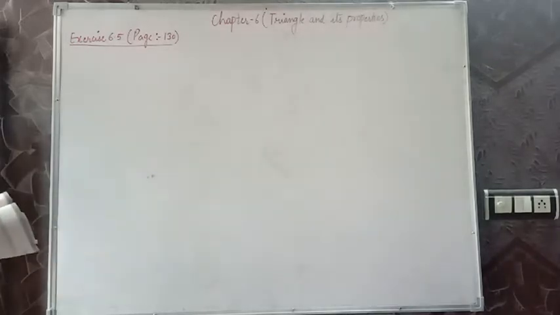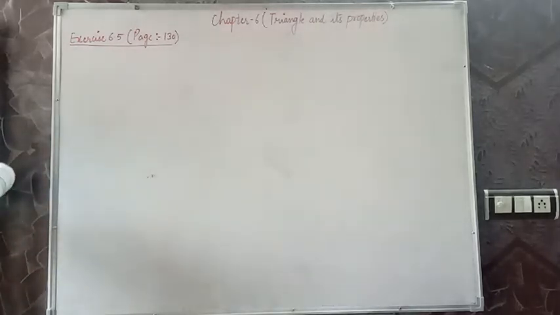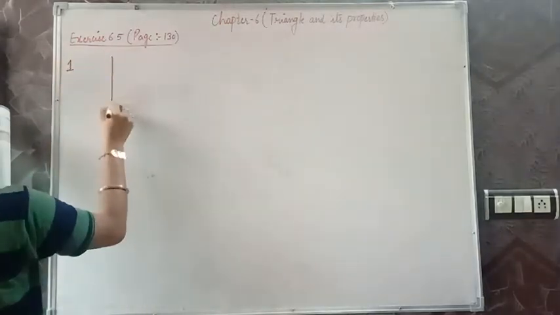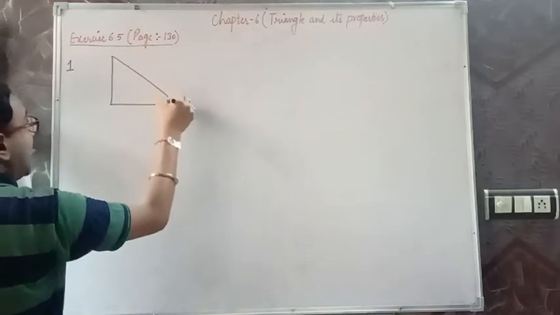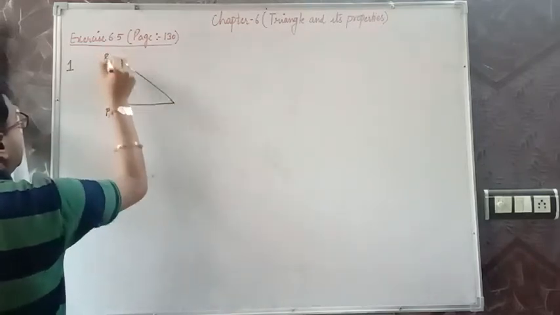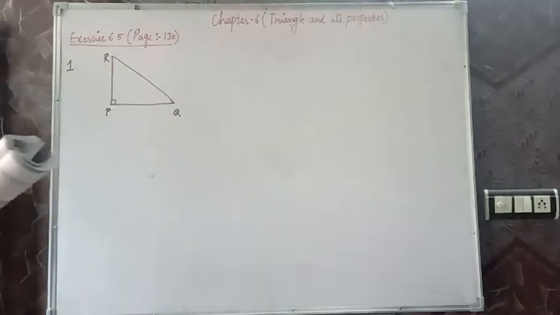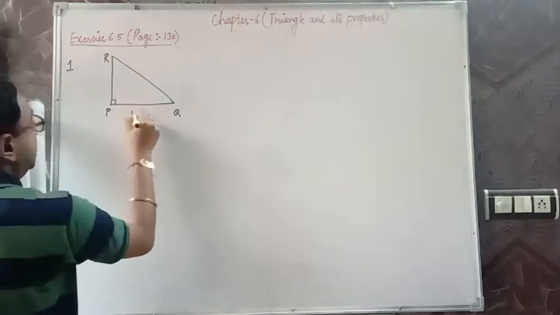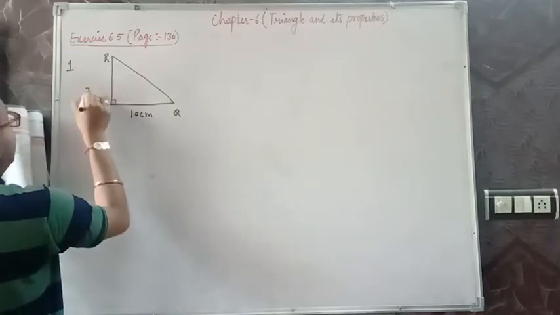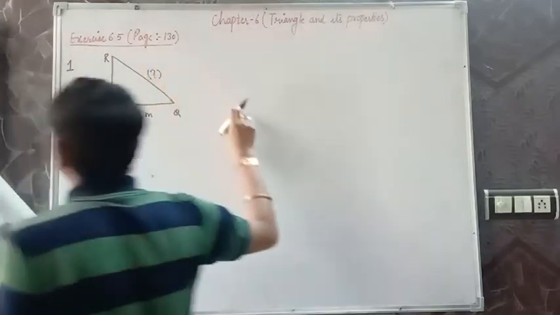Question number 1. In triangle PQR, right angle at P. What do you mean by right angle at P? Means this is P, this can be R, this can be Q, or you can take this as Q, or this can be R. That's not a problem. If PQ is 10 centimeter, it means base is 10 centimeter, and PR is 24 centimeter. Find QR. It means we have to find hypotenuse.